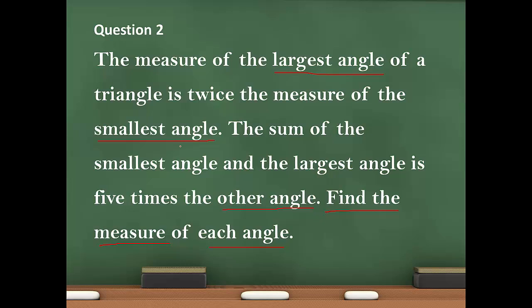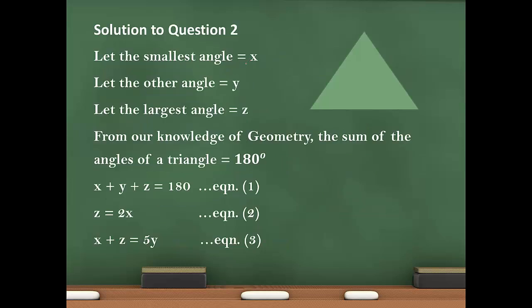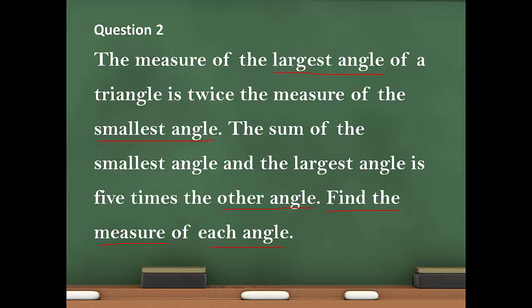So the same principle is what we use here. Let the smallest angle be x, let the other angle be y, and let the largest angle be z. Now, from our knowledge of geometry, we know that the sum of angles of a triangle is 180 degrees. So that gives you equation 1. It was not written in the question, but they expect you to know it from geometry.